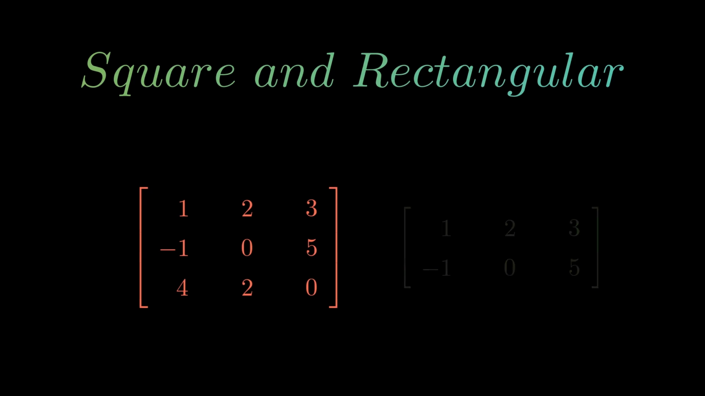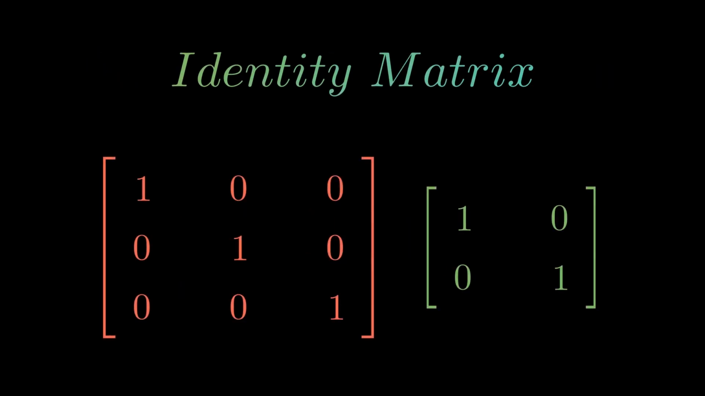Starting off, we have square and rectangular matrices. Square matrices have the same number of rows and columns, forming a perfect square. In contrast, rectangular matrices have a different number of rows and columns. An identity matrix is a square matrix that has ones on the main diagonal from top left to bottom right, and zeros everywhere else. It's special because multiplying any matrix by the identity matrix gives back the original matrix.